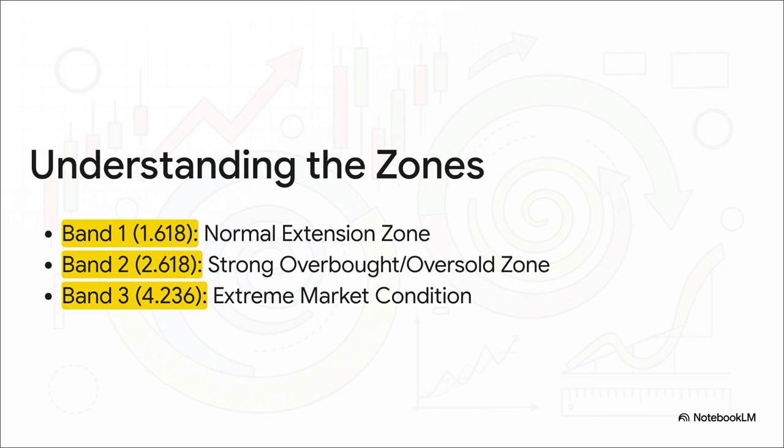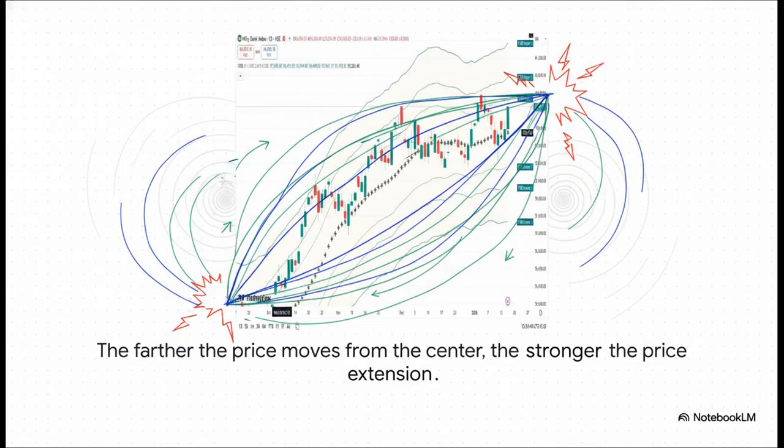And if the price ever reaches those third bands at 4.236, well, that's telling you you're in an extreme, maybe even unsustainable market move. Now here you can see it on a live chart. The logic is so simple. The farther the price gets from that middle SMA line, the more extended it is. When it starts touching those outer bands, it's a big clue that the price has moved a really significant distance compared to its recent volatility, and it might be due for a rest, or even a reversal.